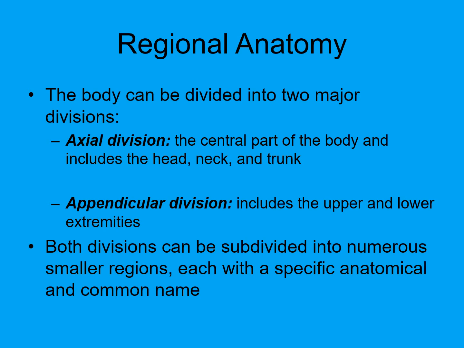The body itself can be divided into two major divisions, the axial division and appendicular division. The axial is going to refer to the head, the neck, and the torso. Think of along a center line of the body. The appendicular division is going to include basically your arms and your legs, those extremities.